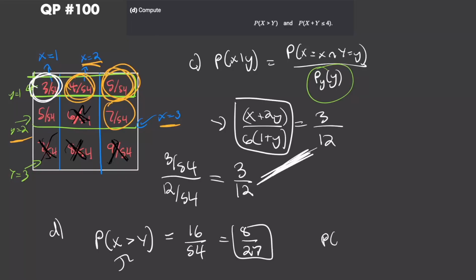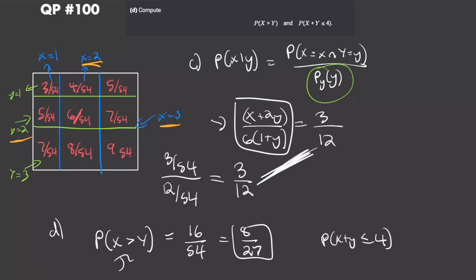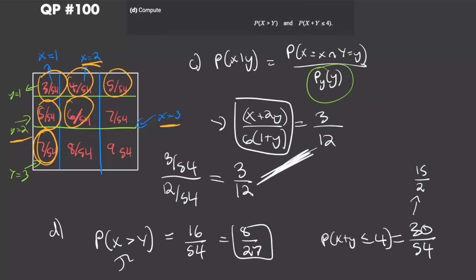Now the probability that x plus y is less than or equal to 4 is also going to be super easy. All I have to do is just sum the probability mass where x plus y is less than or equal to 4. So that's right here, here, here, here, here, and here. And when I sum those up, I get 5 plus 6, 11, plus 4, 15. And then over here, I have 20, 30. So it's going to be 30 out of 54. And that is just equal to 15 out of 27.